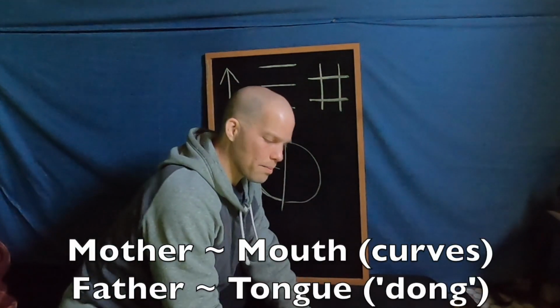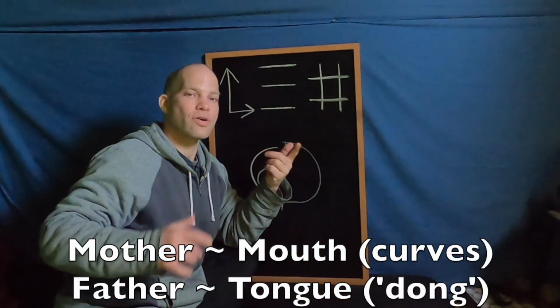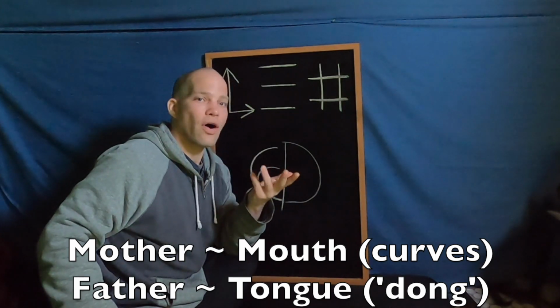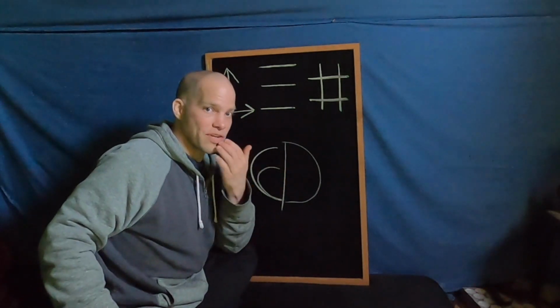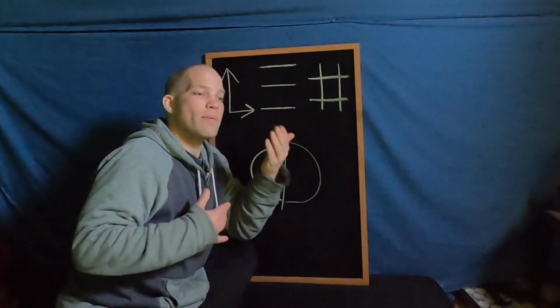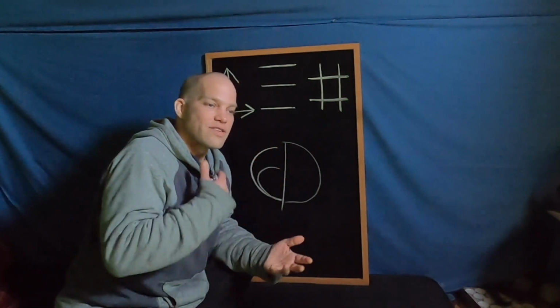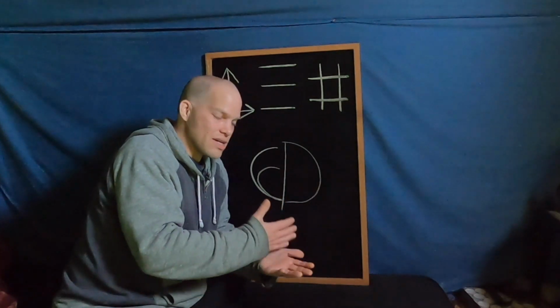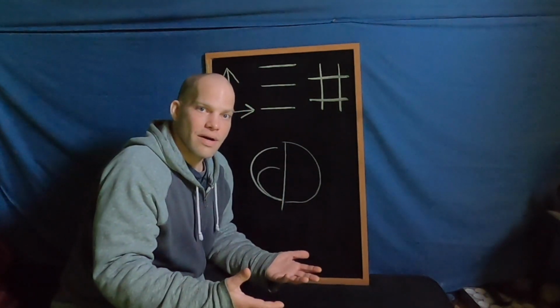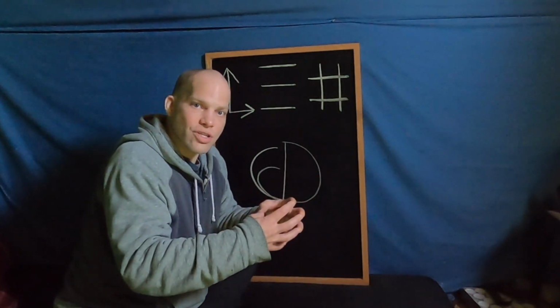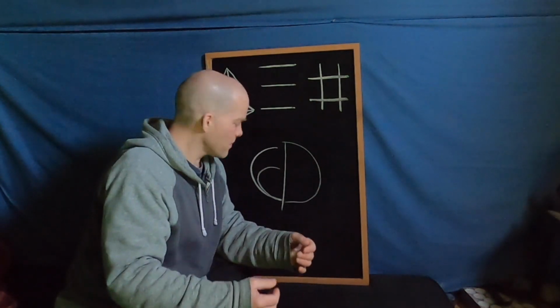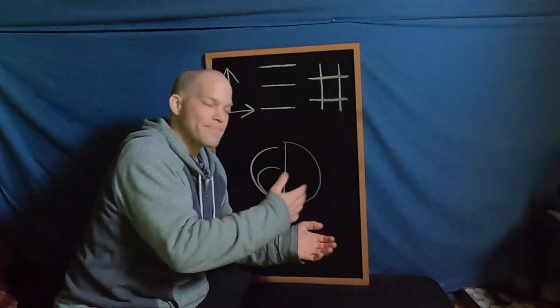Like I was saying, how mother is the mouth and the curvature, the tongue, or the dong, not to sound immature, but the tongue, the dong, is what moves and causes action. Just like masculinity is associated with action and femininity is associated with nurturing. And then together you nurture an action, and that's the outcome. So that's C and D.